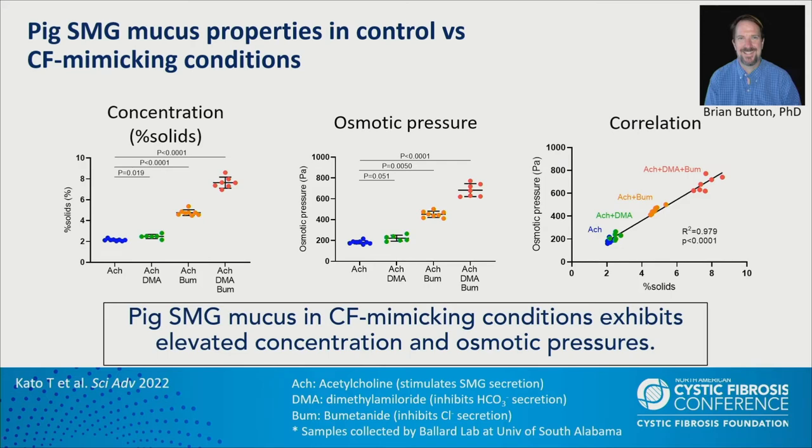So in the pig experiment, we have four conditions: acetylcholine only to induce the maximal glandular secretion, and with dimethyl amiloride to block bicarbonate secretion, with bumetanide which inhibits chloride secretion, and with both inhibitors to limit the gland secretion flow. So in the CF mimicking condition, for example, the acetylcholine with two inhibitors showed the increased percentage solid concentration up to 8%, which is the equivalent level of the CF airway mucus, in contrast to the control condition, around 2% of solids.